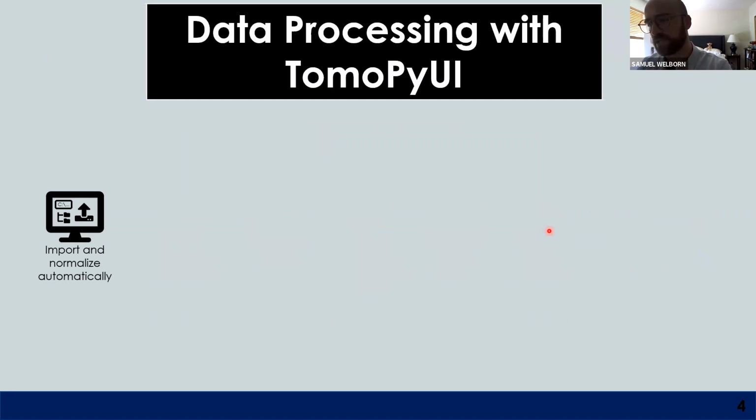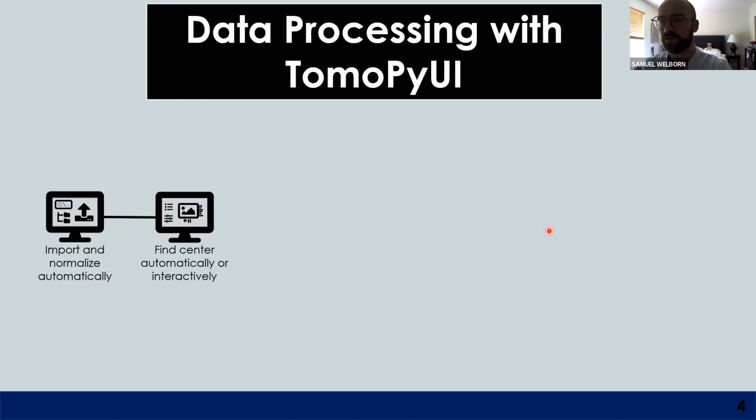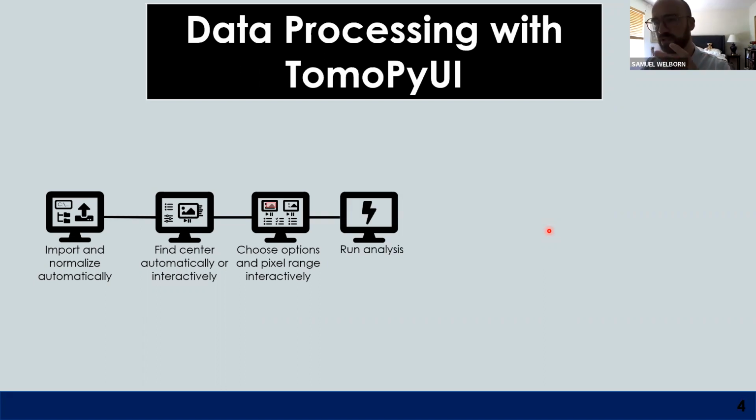What it can do is you specify some data path, and it will import and normalize the data automatically. Then there are various steps throughout this processing protocol where you can interact with your data. You can visualize it, find the center of rotation automatically and interactively, and choose these various options. Then you can run the analysis. It basically creates a script for you, and it runs. Then you can visualize the results of whatever you're doing, either alignment or reconstruction, immediately after you run this program.